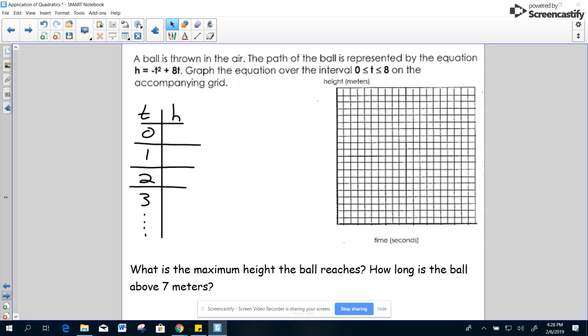Please, students, take time to fill out your table, find all of your proper measurements, and then please determine what is the maximum height the ball will reach, and how long is the ball above 7 meters.